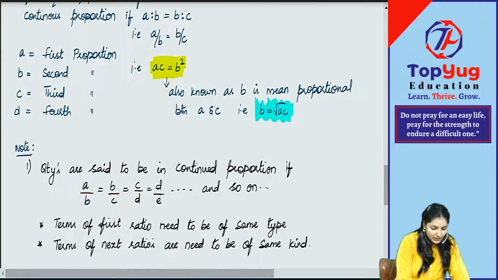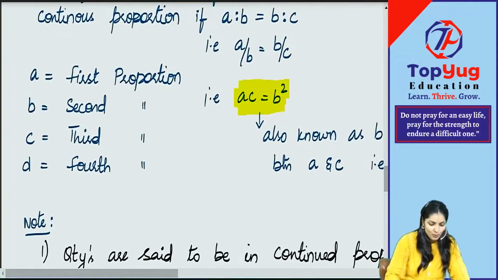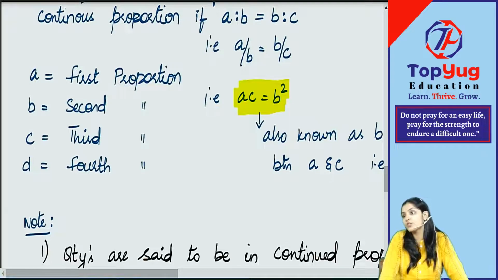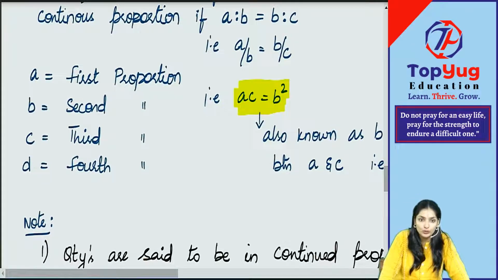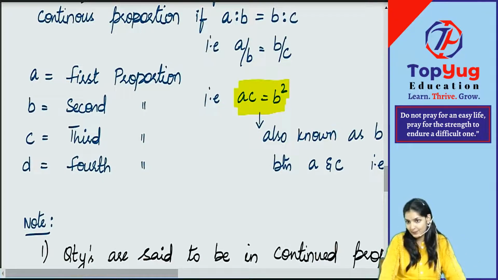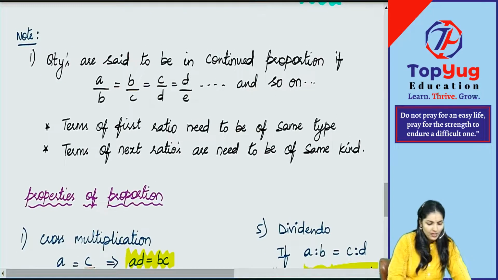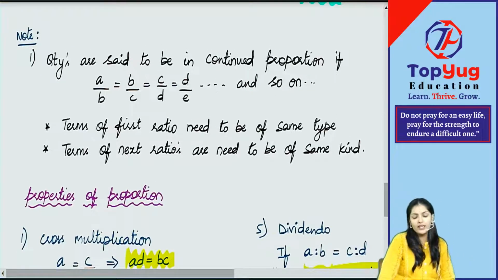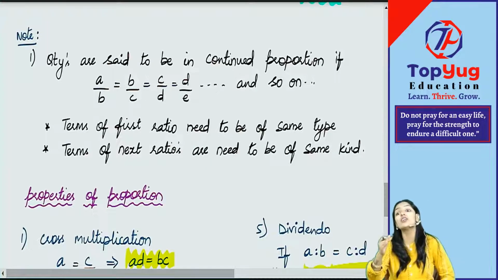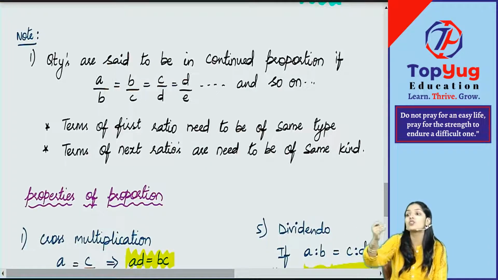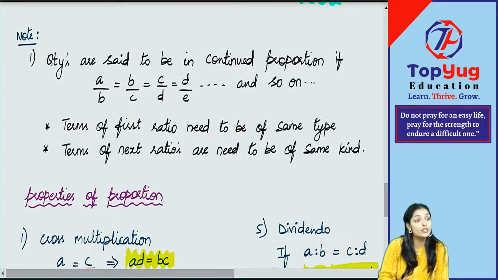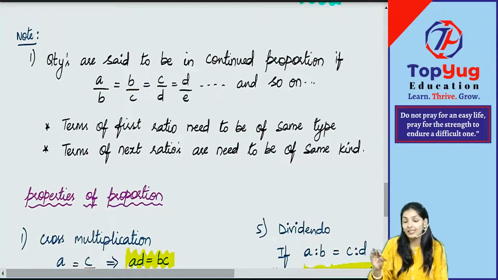Now guys, A is known as the first proportion, B the second proportion, C the third proportion, D the fourth proportion. Very, very important. All the questions are asked on this basis. So I have written 2 points for your notes. The first one is quantities are said to be in a continuous proportion only if the ratios are equated continuously: A by B is equal to C by D is equal to E by F and so on. Then only they are known as continuous proportion.